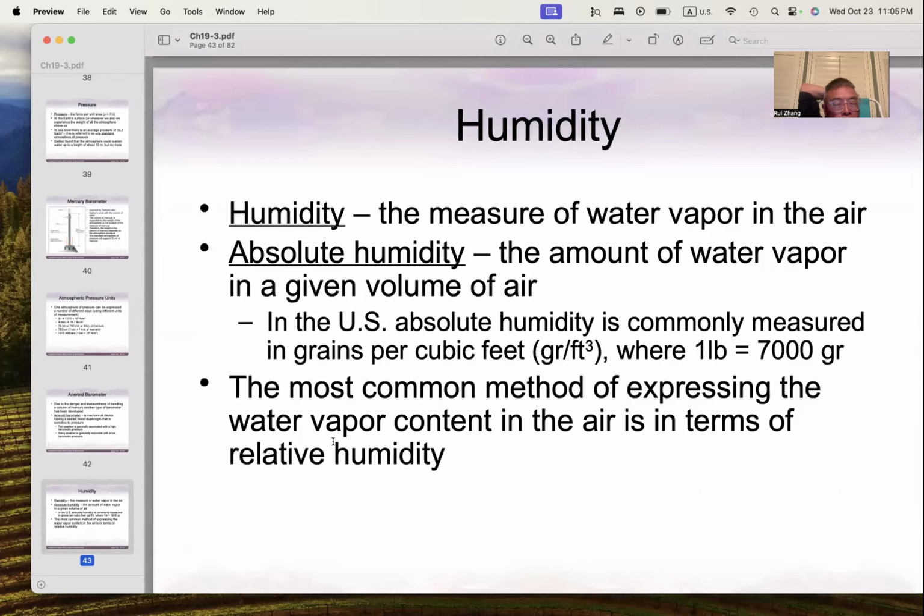We also want to talk a little about humidity, because this is kind of a new idea for us. When we talk about humidity, there are two concepts we need to know. First of all is absolute humidity, the amount of water vapor in a given volume of air. The common unit is grains per cubic meter.